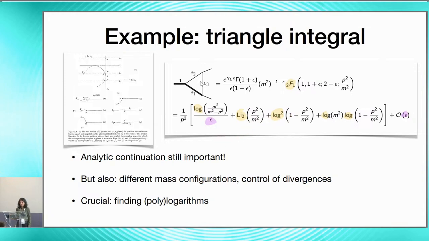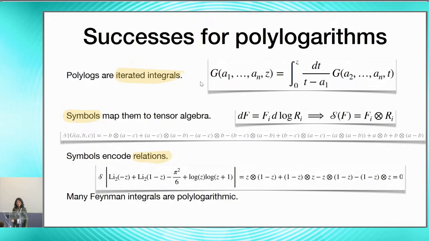So the logarithm and the dilogarithm shown in the previous slide, those are examples of polylogarithms, this larger class of iterated integrals defined here. Okay, so now the symbol that we're talking about is a symbol that really goes along with polylogarithms and can be defined for some classes of iterated integrals more generally. So by now there is such a thing as symbols for elliptic integrals as well.